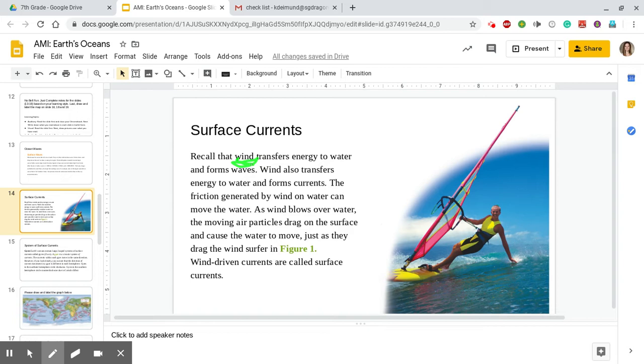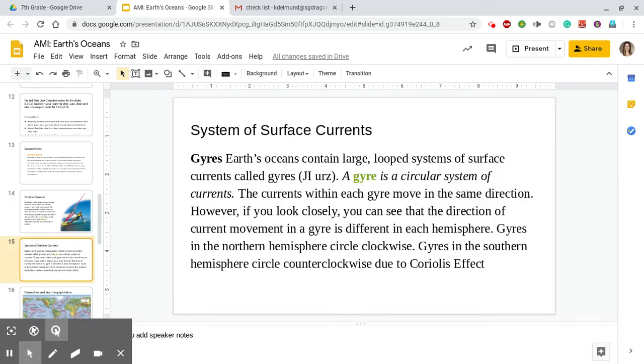Now, we know that wind travels a little differently because of the Coriolis effect. Remember, the Coriolis effect is whenever the Earth is rotating, it causes an impact on large water and wind systems, okay? And so because of the Coriolis effect, we get surface currents in the form of gyres.